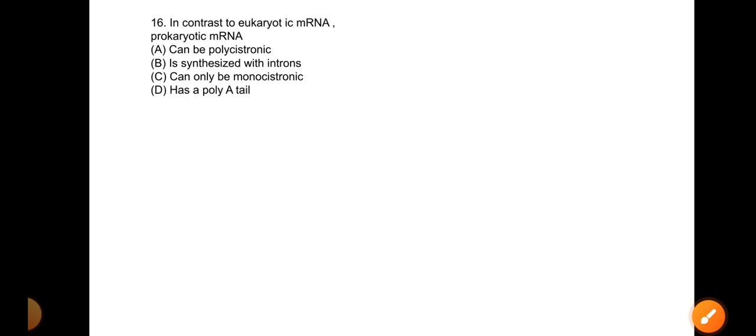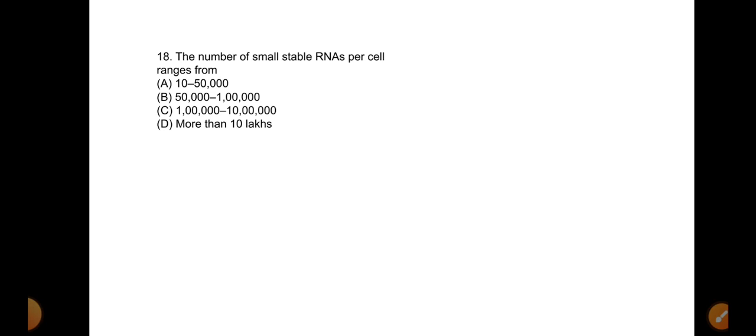16, in contrast to eukaryotic mRNA, prokaryotic mRNA. Easy question. 17th question, size of small stable RNA ranges from, out of these four options, write your answer. 18th question, the number of small stable RNAs per cell ranges from. This is easy, confusing, as well as thoughtful, I would say. If you haven't read it as such, then it will be a thoughtful question.